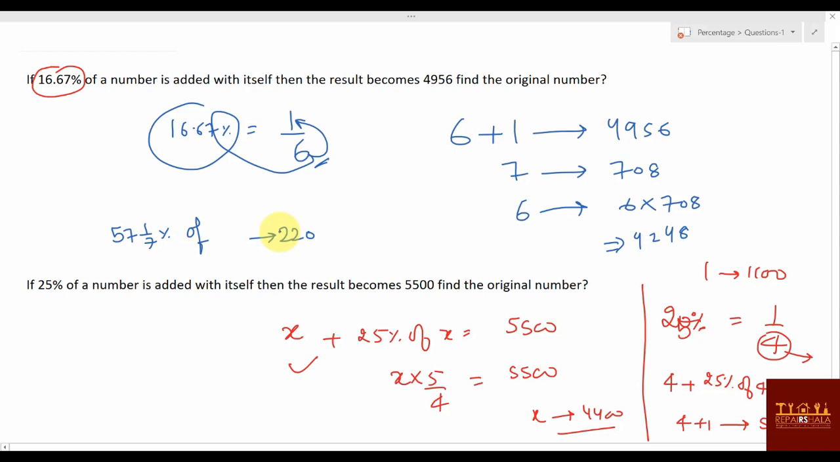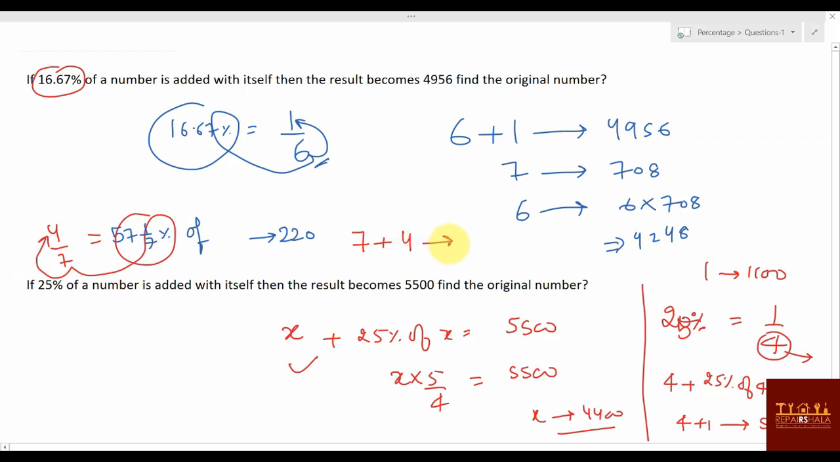57 1 by 7 percentage of a number is added with itself, and the result is 220. What's the number? So you can say 57 1 by 7 percentage is 4 by 7. 4 by 7 means 7 is added with 4. This is what? 7, that number, plus 57 1 by 7 percentage of 7 is 4.